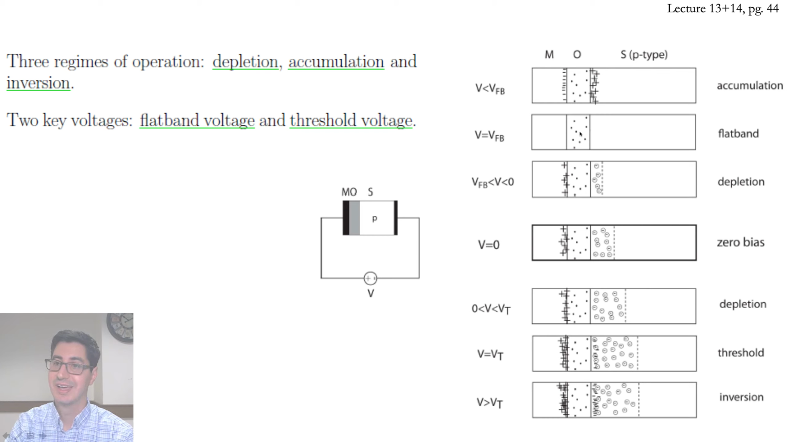As our voltage becomes more negative than flat band, we start to accumulate holes right at the surface. We're not depleting them, so it's a different regime. It has nothing to do with depletion. We're accumulating majority carriers right at the surface, and that regime is called accumulation.